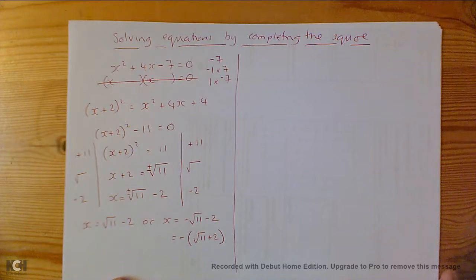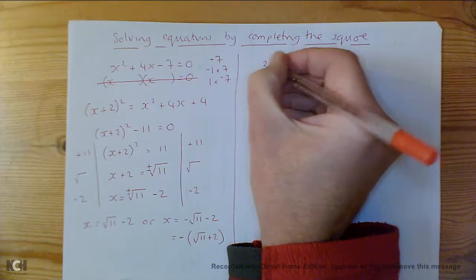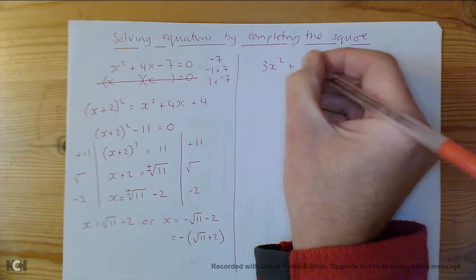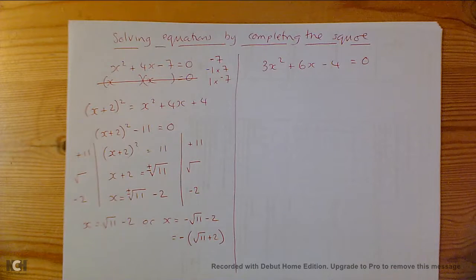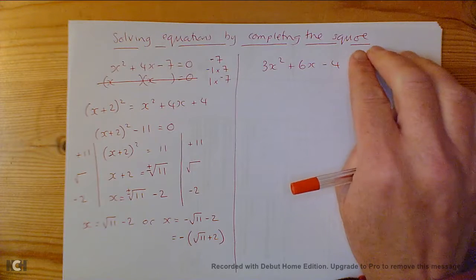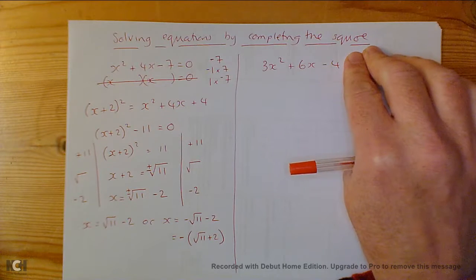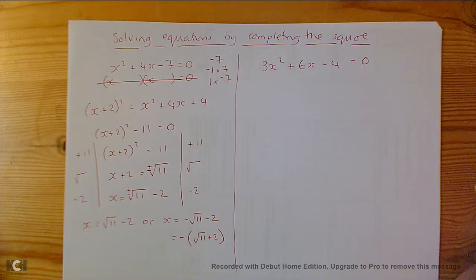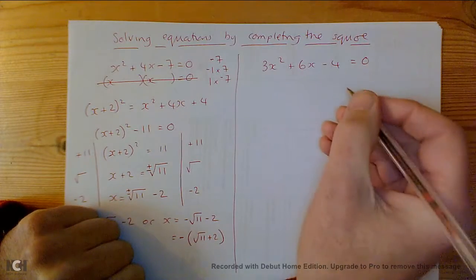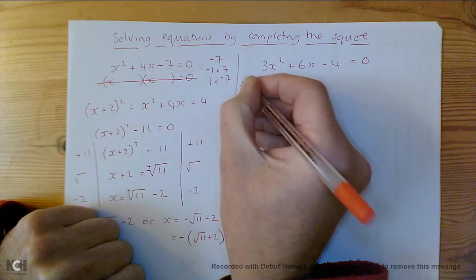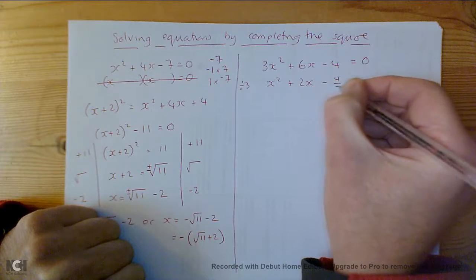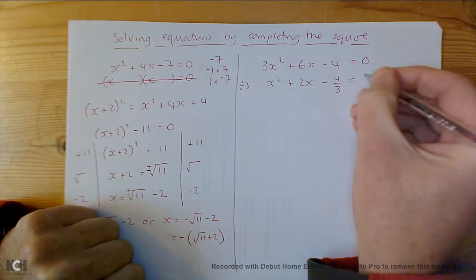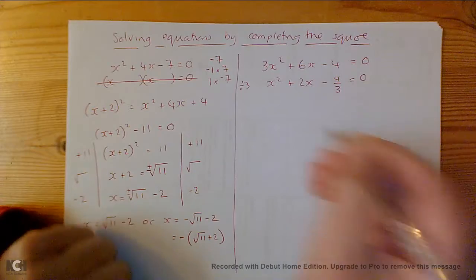Let me give you a slightly different example. 3x squared plus 6x subtract 4 is equal to 0. Now, because this is an equation and not simply an expression, which wouldn't have the equal sign there, I am allowed to divide through by 3, and the equation will not remain changed. So if I divide by 3, x squared plus 2x subtract 4 over 3, 0 divided by 3 is still 0. Now complete the square.